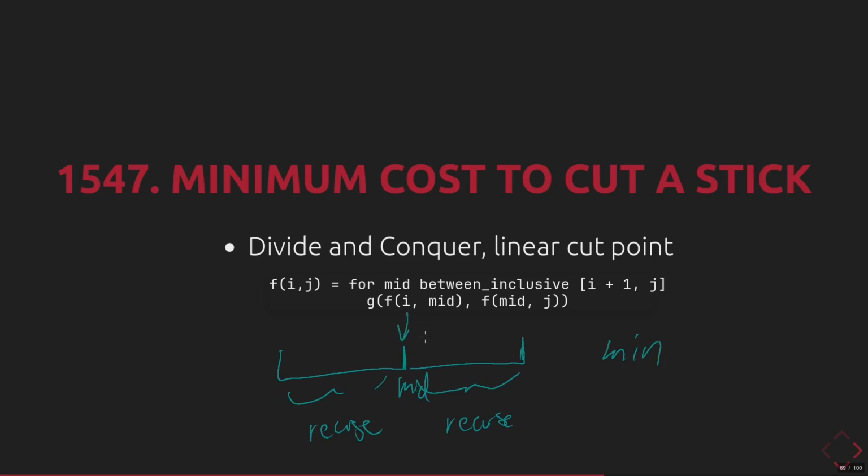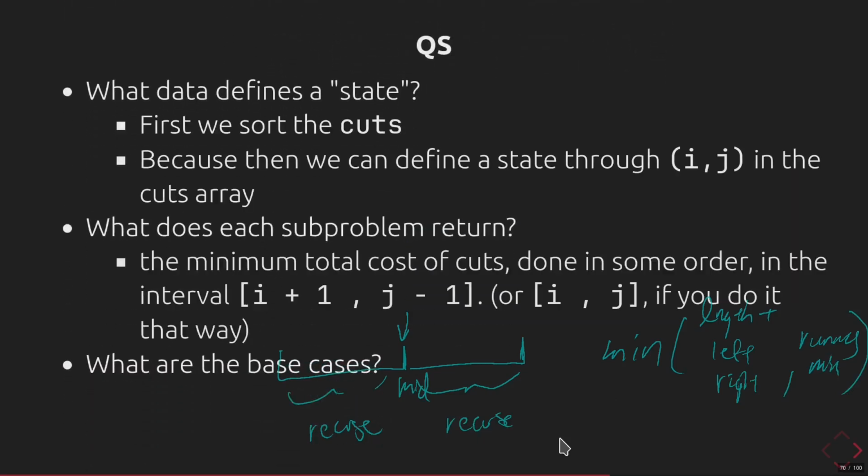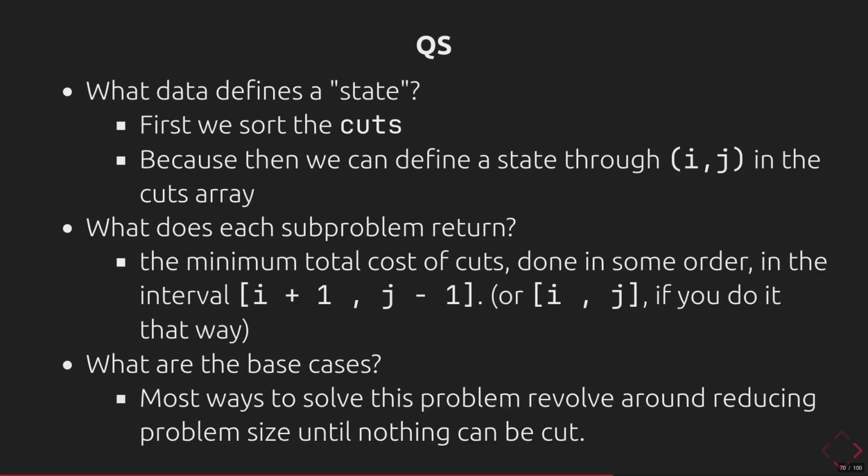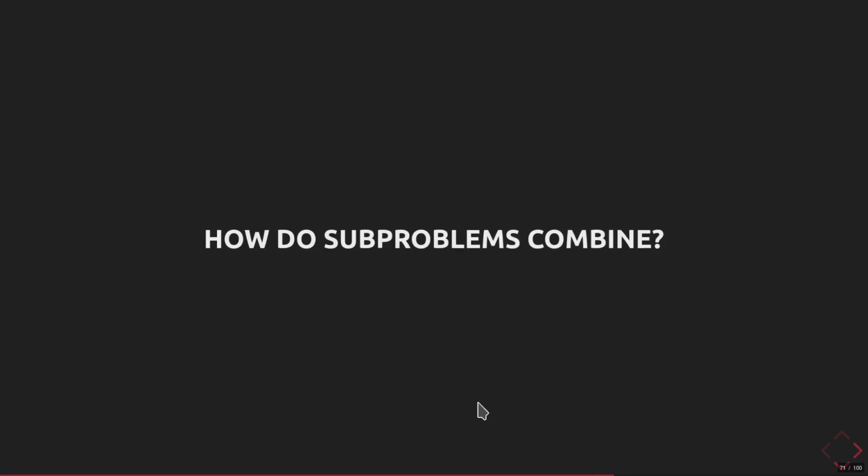So this current mid is going to give us a current cost. You have the current length, plus the left subproblem, then the right subproblem. And also we min that with the running min that we've seen so far. So hopefully that makes sense. And again, I'm going to show you my solution, but I don't think it's actually the cleanest.